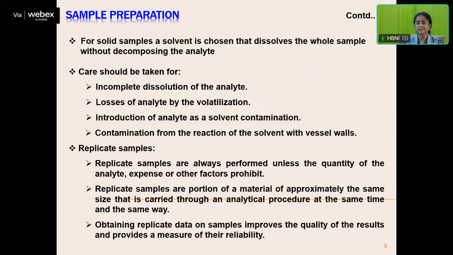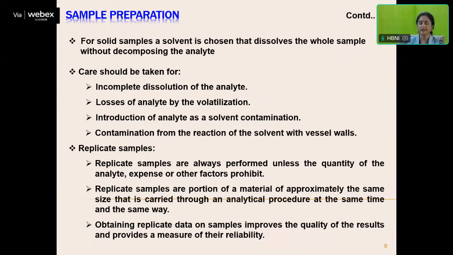So replicate samples are always performed unless the quantity of the analyte, expense, or other factors prohibit. It means if your sample size is very small, say, for example, a forensic sample, you are not having a very high quantity of sample, you cannot do replicate samples. If those cases are there, then okay, that is the constraint, but otherwise you have to take replicate samples.